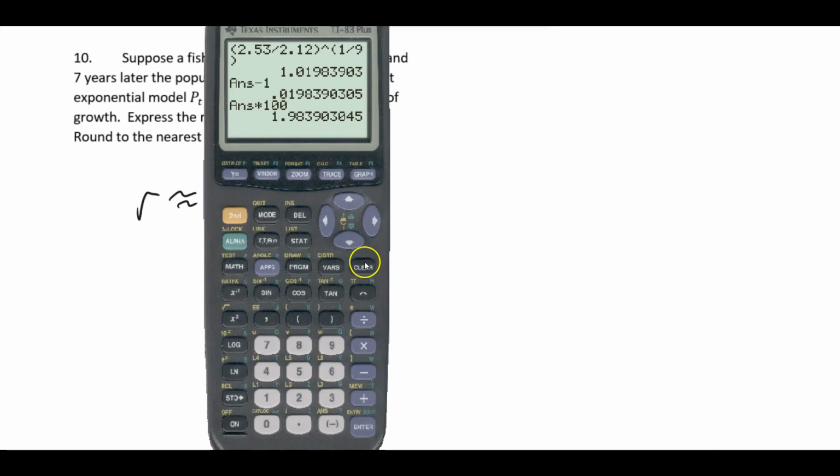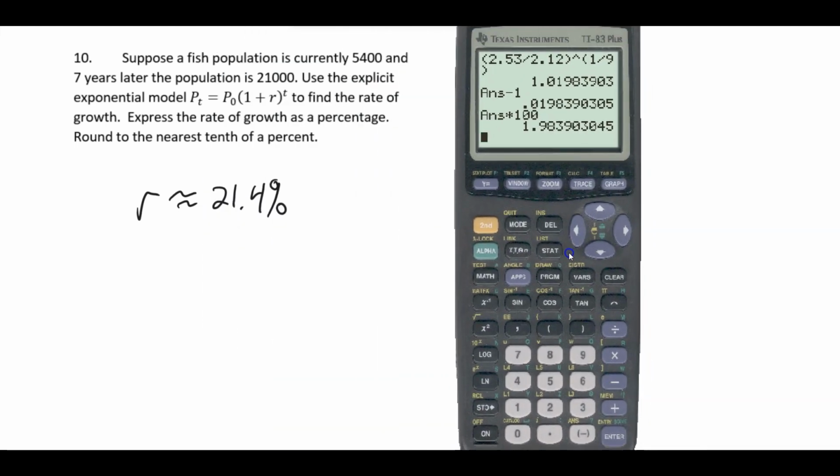What you should get is R is approximately 21.4%. All right, I hope this helps. Let me demonstrate with our calculator a way to check this.